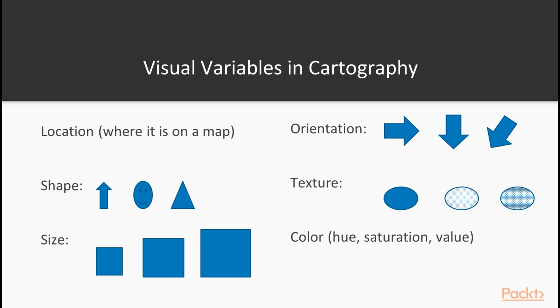Orientation is also important. You might think about the direction of arrows to show the flow of traffic or the flow of migration between countries or shipping routes. We can also use texture, a filled shape, or a dotted shape, perhaps to show different land uses on a map. Also, color is very important for showing variation on a map.